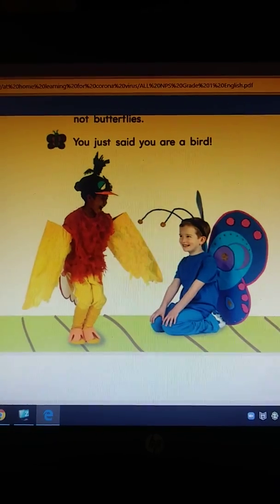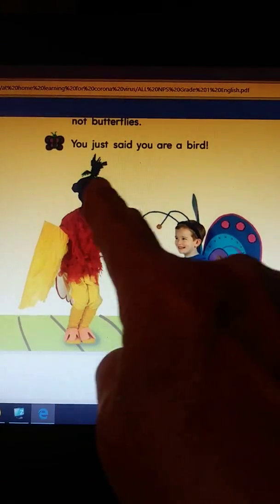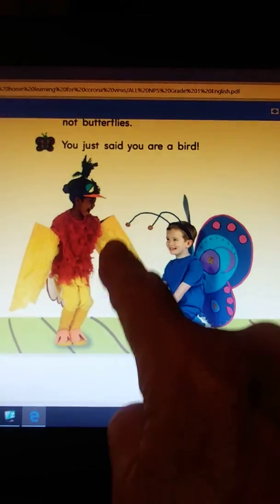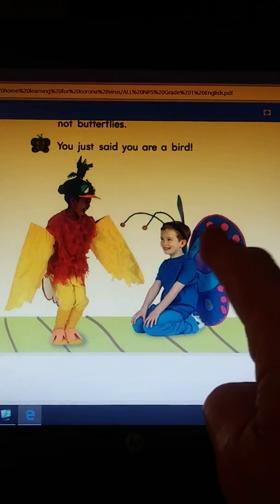And look, there are two children who are dressed up like, what is this character? The bird. And this little boy here is the butterfly. They are acting out the play.